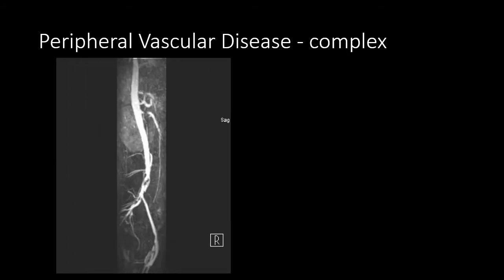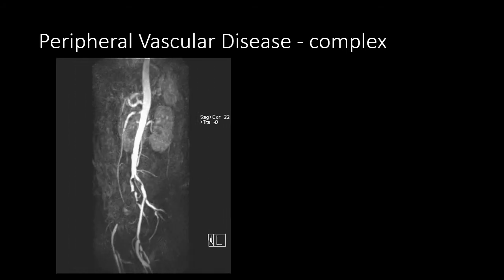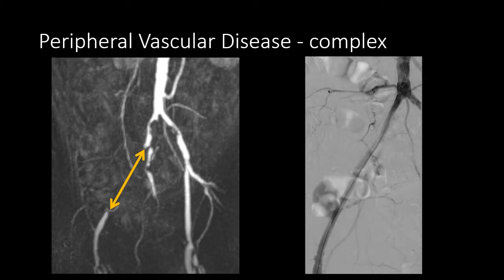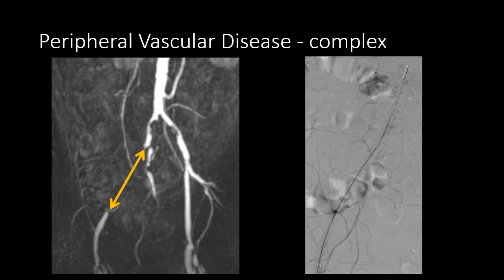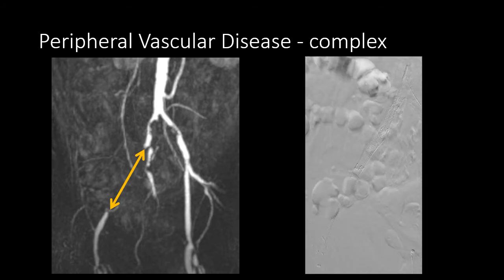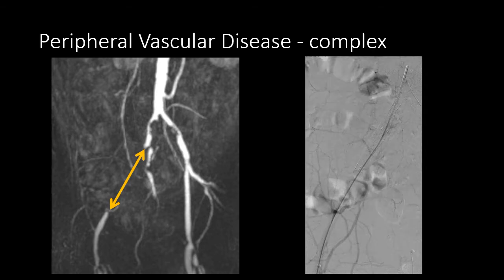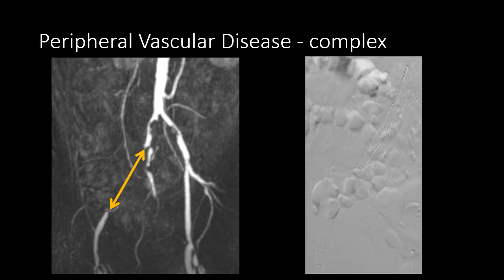Here's a slightly more complicated case where there's a mixture of both occlusive and stenotic disease, long occlusion in the right external iliac and some stenosis above it in the common. And this was treated with stent grafting all the way from the aortic bifurcation down into the common femoral artery on the right. And these are complicated cases.